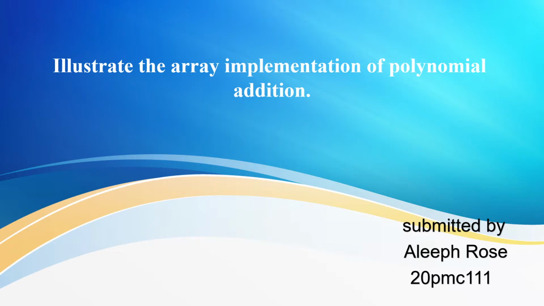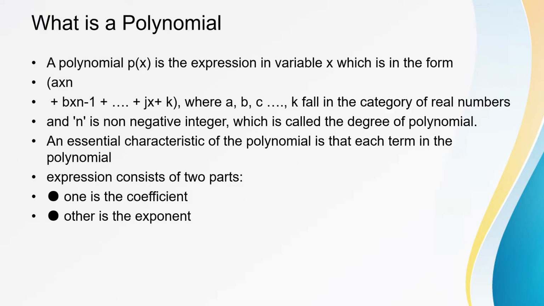Hello everyone, my topic is illustrating the array implementation of polynomial addition. What is a polynomial? A polynomial p of x is an expression in variable x which is in the form a x^n plus b x^(n-1) plus up to plus j x plus k, where a, b, c, k fall in the category of real numbers and n is a non-negative integer which is called the degree of the polynomial.